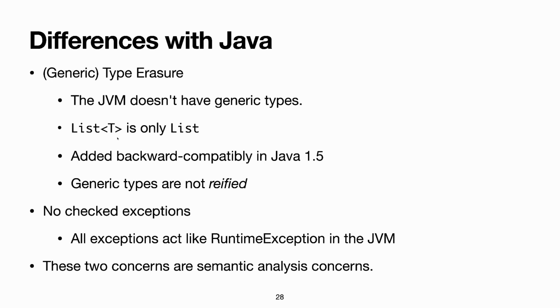Another difference is that there are no checked exceptions in the JVM. In Java, checked exceptions are those where you have to declare them in the function signature or you have to add a try-catch around them. There's no such restriction in the JVM, so all exceptions act like the Java RuntimeException. So once again, this is just a check that Java does in the semantic analysis part. So there are a few differences, but these are the two main ones.